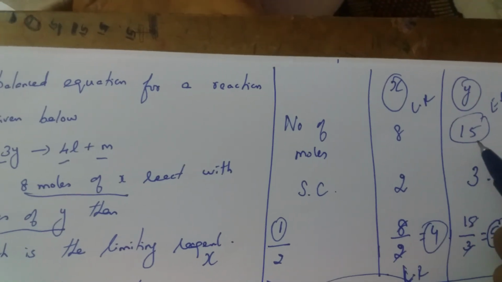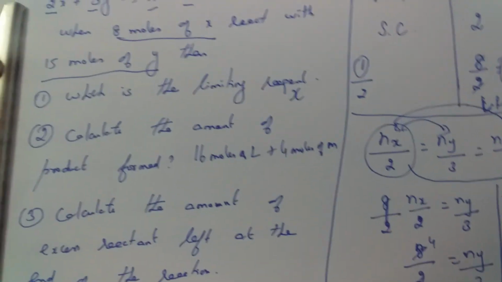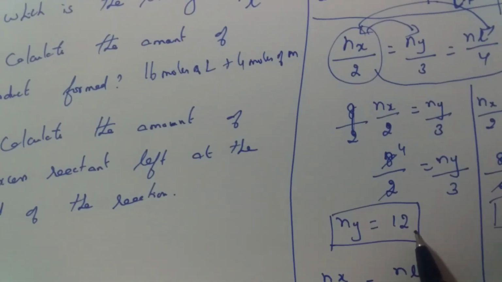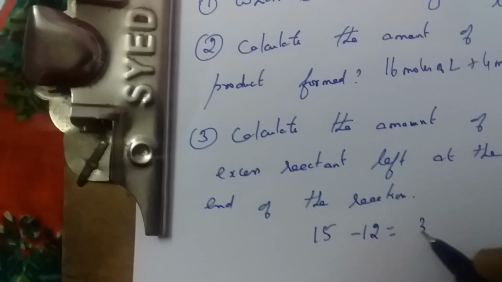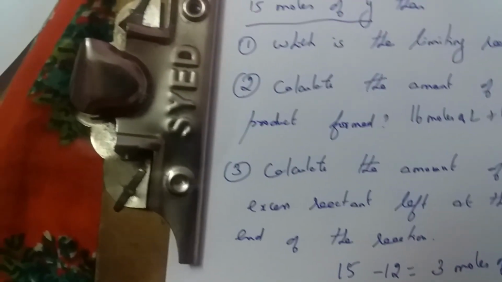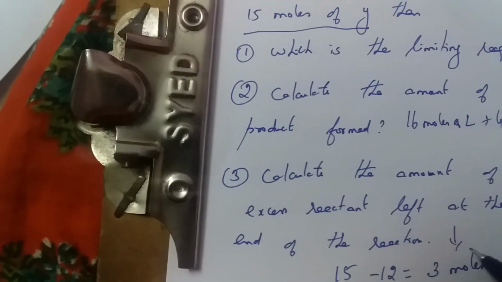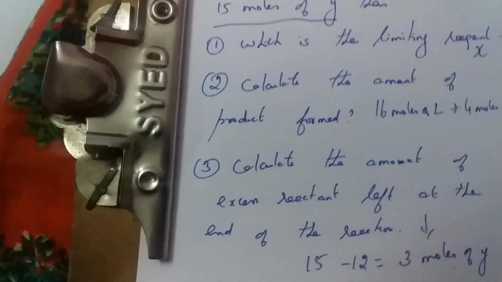Therefore, the number of moles given is 15. And for Y, how many moles do we get? 12. Therefore, you subtract 15 minus 12, and you get 3 moles. Therefore, 3 moles of Y is the answer. The excess reactant left at the end of the reaction is 3 moles of Y.